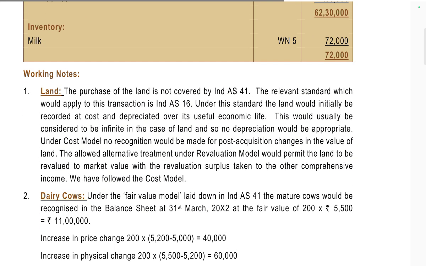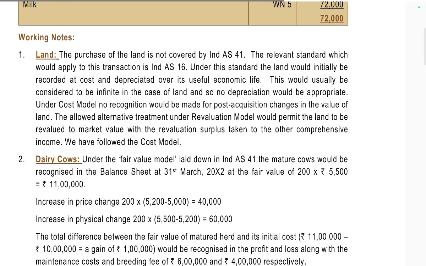Working notes. The purchase of land was not covered in Ind AS 41; the relevant standard applied in this transaction is Ind AS 16. Under the standard, the land would initially be recorded at cost, and depreciated over its useful economic life, which would usually be considered infinite. In that case the land would not be depreciated under the cost model.